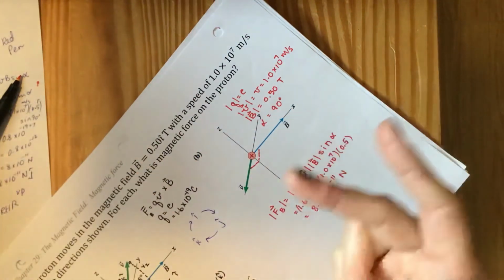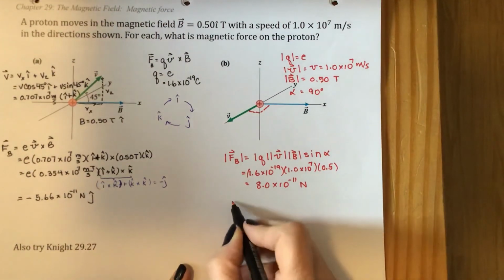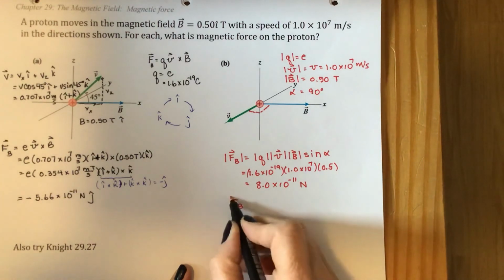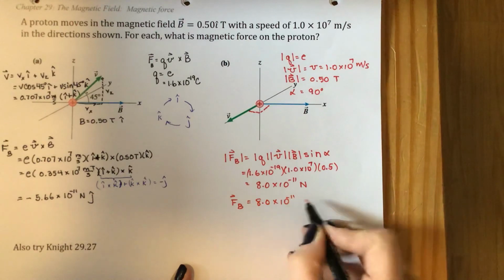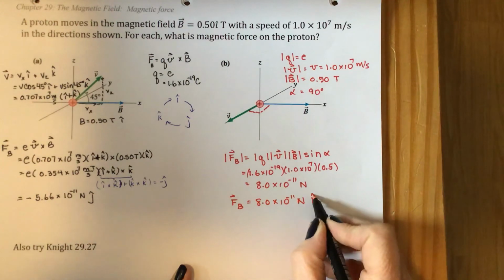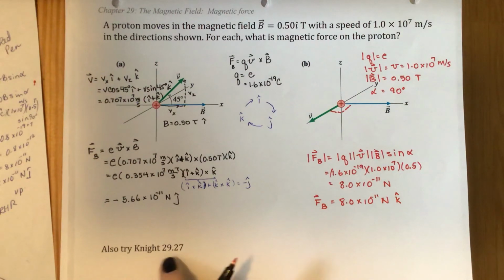So we'll write down our force as a vector, because vectors always have to be written with their direction. 8.0 times 10 to the minus 11 newtons in the k direction. So there's our magnetic force. Another problem similar to this one you can try from the textbook is number 27 from chapter 29. That's really similar to this. The answer is in the back, so you can double check and see if you got it right.